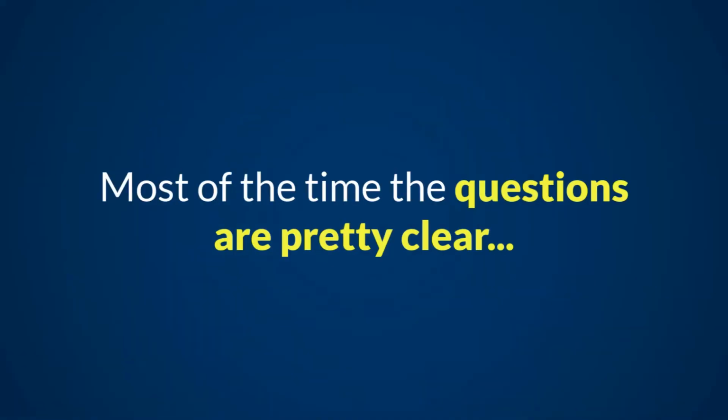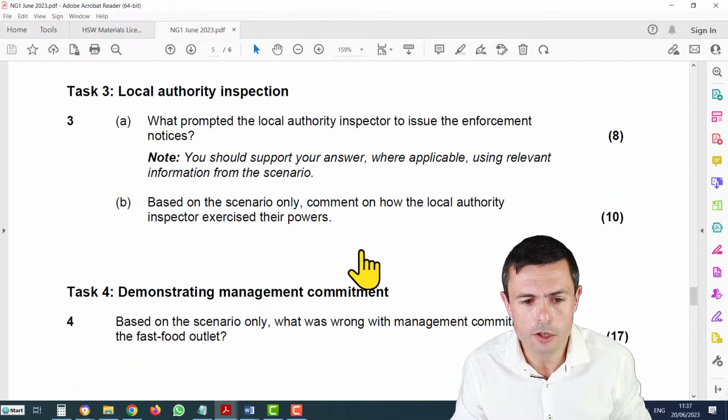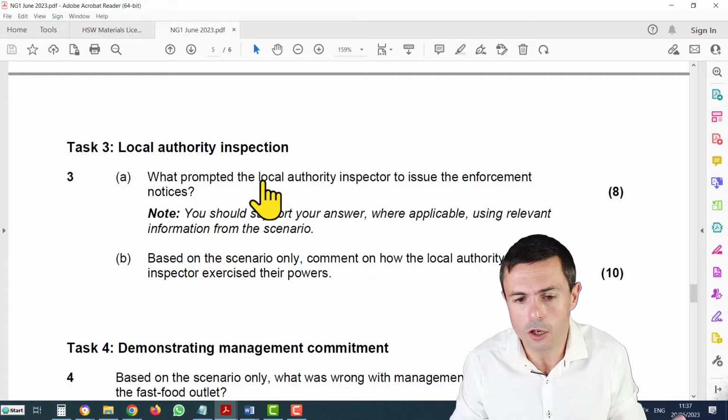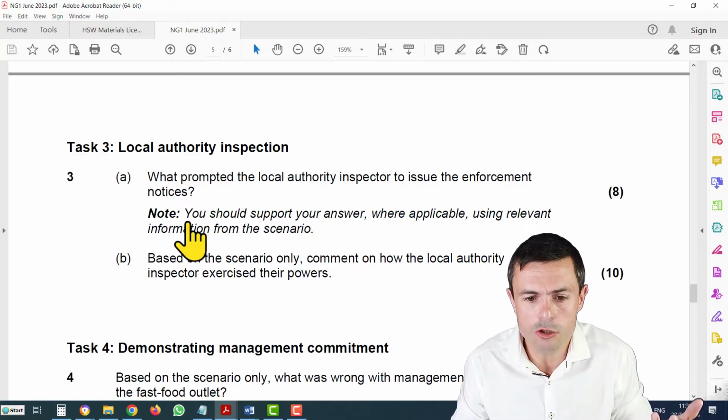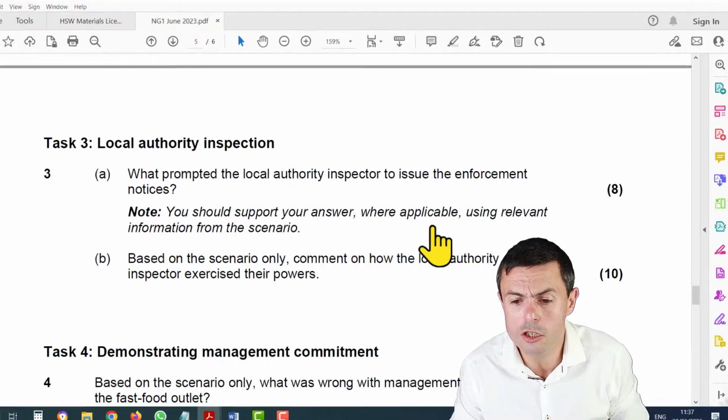NEBOSH try to write clear questions. So most of the time, there are exceptions to this, there are some questions which frankly are a bit unclear, but most of the time the questions are pretty clear and direct you to what they want you to do. If we take a look at some examples, we could say, what prompted the local authority inspector to issue the enforcement notice? Pretty clear. It's like, what made them do it? What was the issue? 8 marks, there are 8 possible reasons why.